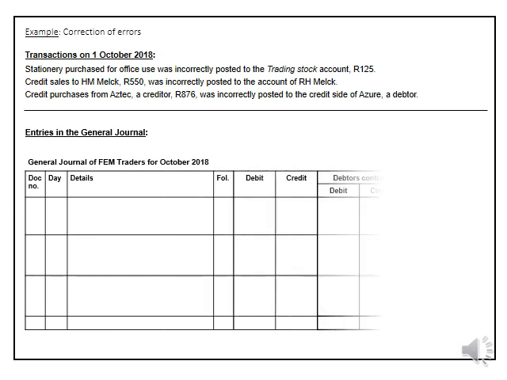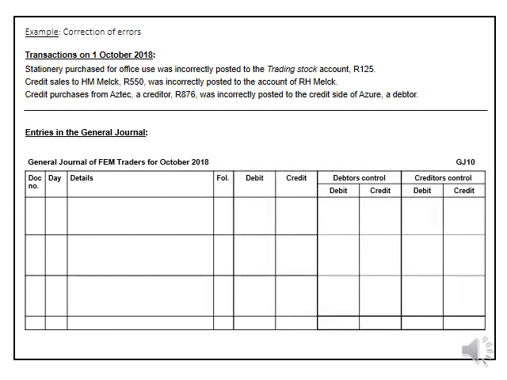Okay, these errors need to be fixed in the General Journal. Let's look at the first one. Stationery purchase for office use was incorrectly posted to the trading stock account, 125. First, we need to identify the two accounts, stationery and trading stock. Secondly, we need to identify the incorrect one. What is purchased? Stationery. Where is it posted? Trading stock. So trading stock is incorrect.